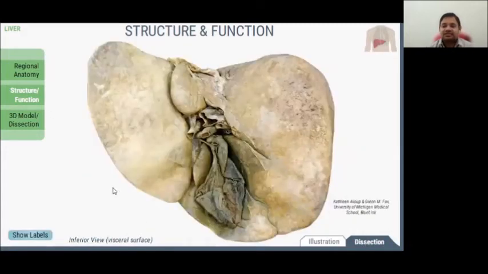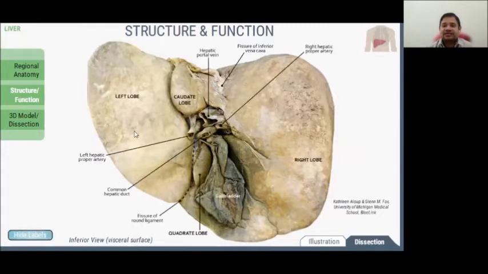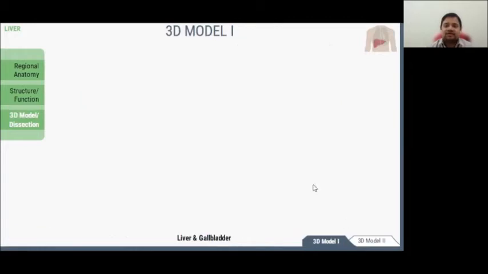If you see a dissected view of the same thing, again you can see the caudate lobe, left lobe, quadrate lobe, and the gallbladder, which here is compressed or the liquid is out. There are the common hepatic duct, left hepatic proper artery, hepatic portal vein, fissure of the inferior vena cava, right hepatic proper artery, and right lobe. So this shows you how a dissected liver is going to look. Next, we are going to see a 3D model of the liver.